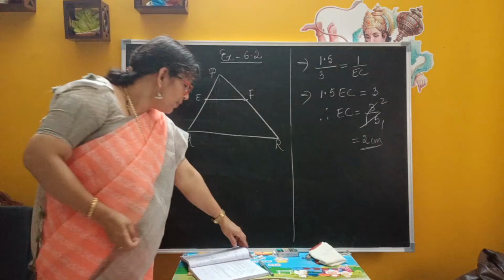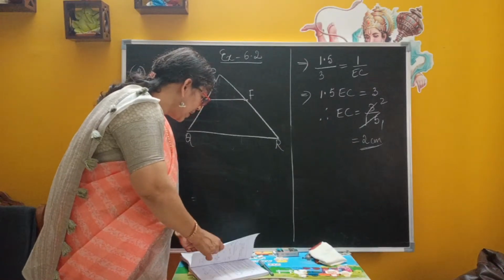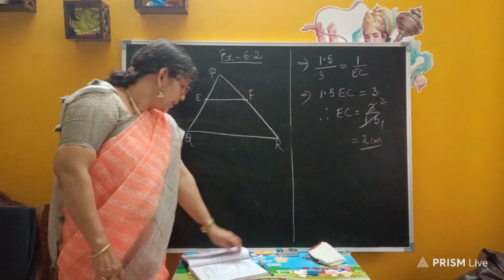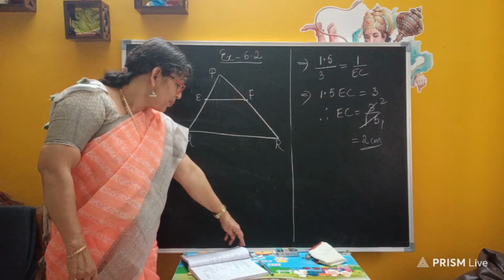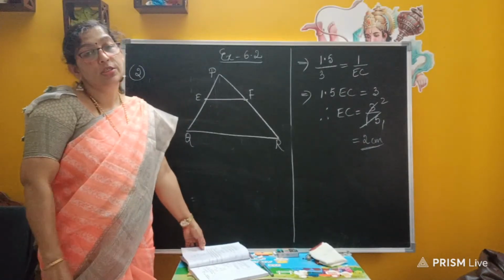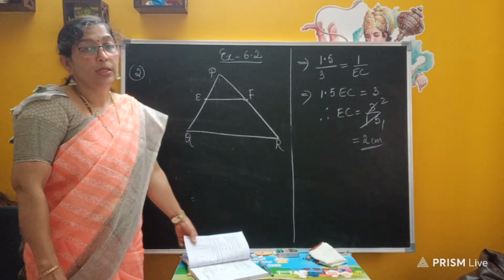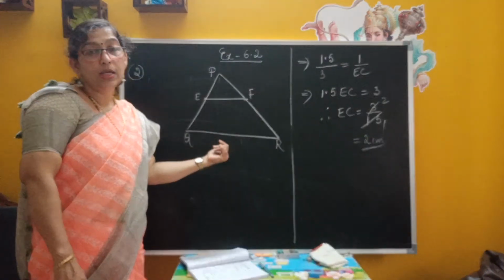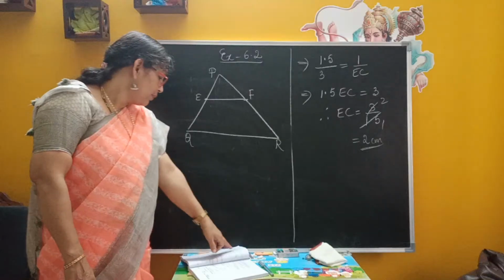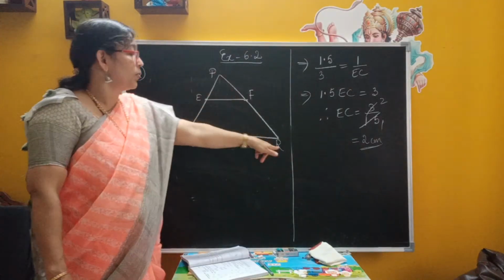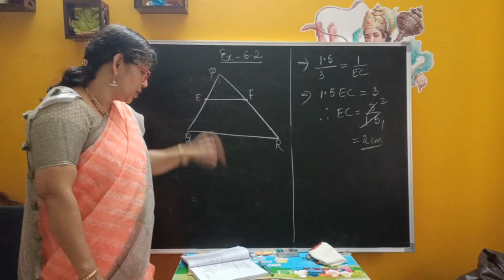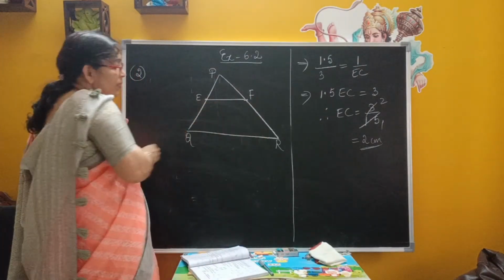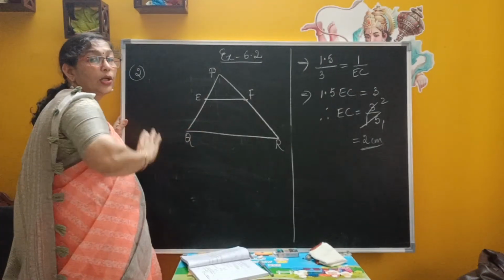The statement is given in your textbook, and the converse is also given. It is Theorem 6.2. If a line divides any two sides of a triangle in the same ratio, then the line is parallel to the third side. That is the converse of the basic proportionality theorem, or Thales theorem. So the same theorem we apply here: if a line divides PQ and PR in the same ratio, then the line is parallel to the third side of the triangle.